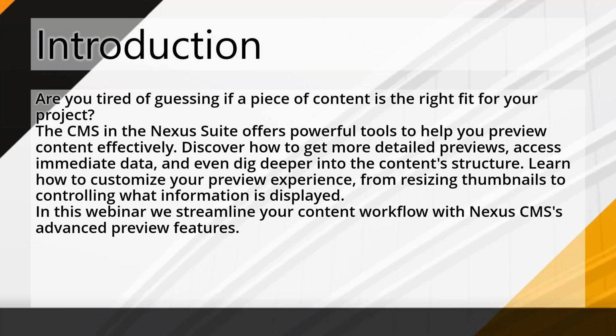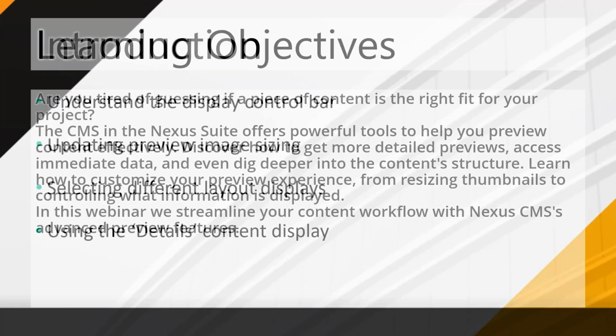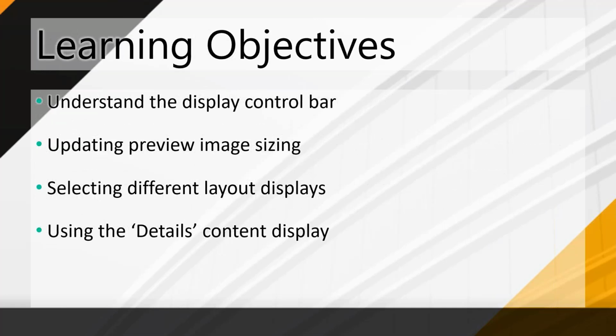We're just focusing here on how you can streamline your content workflow using the Nexus CMS and all of its preview features. We're going to go through a couple of very specific things here. We're going to talk about the display control bar, show you where it is. We're going to update our preview image sizing, controlling what that looks like. We're going to choose a couple of different layout displays. Some might work better for you than others. That's why it's an option. And we're going to take a little bit of a look at the details.